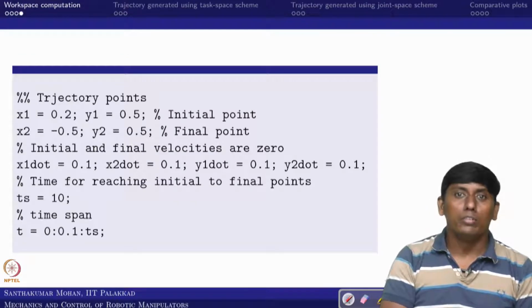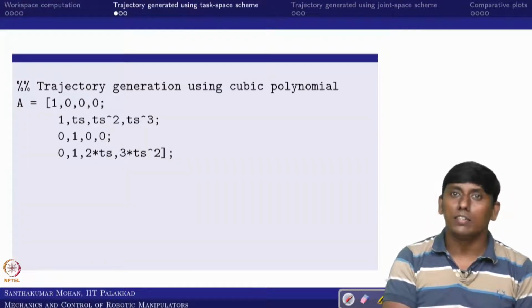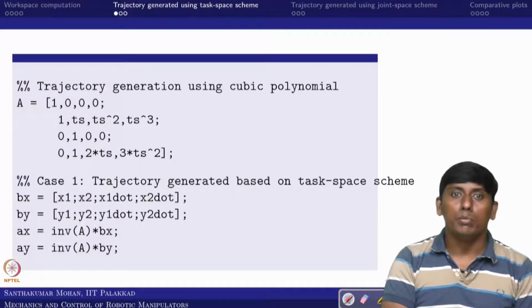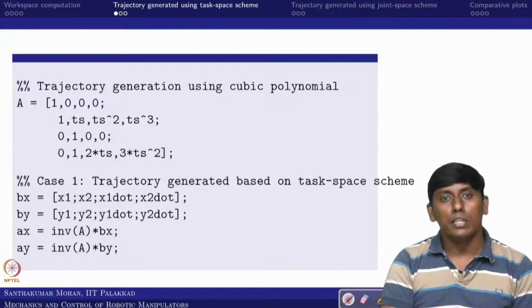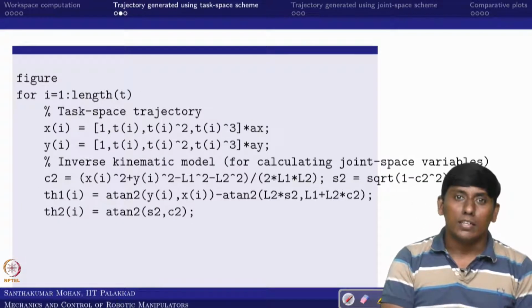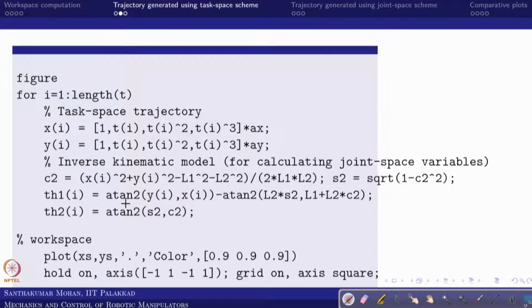Before going to see that, we can take the trajectory variable. We will just take the trajectory generated in the task space. We will take A as the same, and Bx and By are given, and Ax and Ay can be calculated. So here we are doing independent trajectory generation. In that sense, the trajectory is generated as x of i and y of i like this, and the inverse kinematic model we have taken. Then we will go to the workspace.